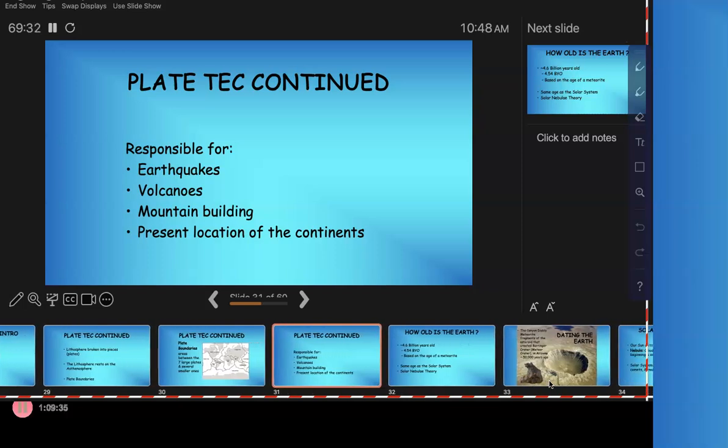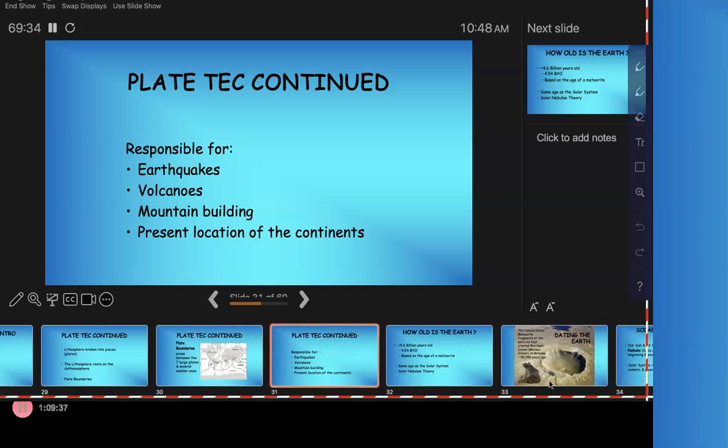And as I said, this is important because it's responsible for things like earthquakes, volcanoes, mountains, many mountains, not all mountains. The current location of the continents plus the past and the future, obviously. And that, my friends, is the end of this segment.